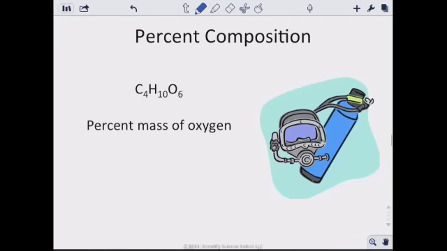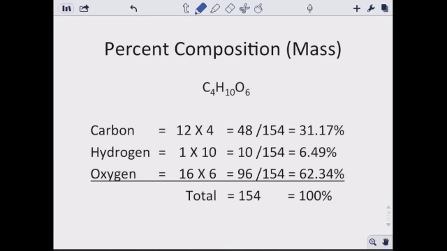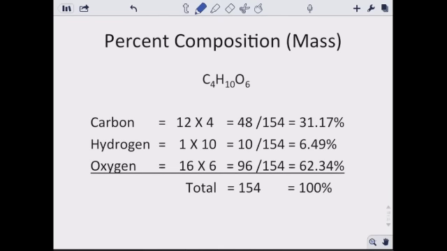What is percent composition? Well, percent composition is percent of mass of each element. In this case, we're looking at oxygen. So when we're looking at percent composition, how much of this molecule is oxygen by mass? All we do is we take the number of each and the mass of each. So the mass of carbon is 12, the mass of hydrogen is 1, the mass of 1 oxygen is 16.